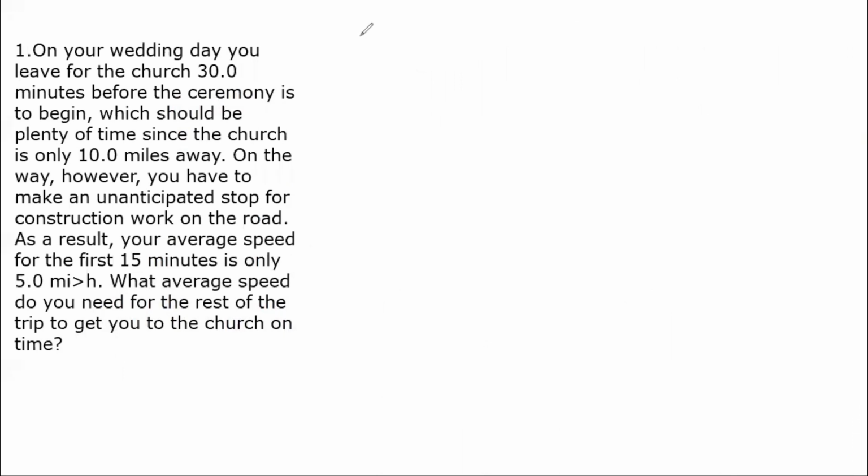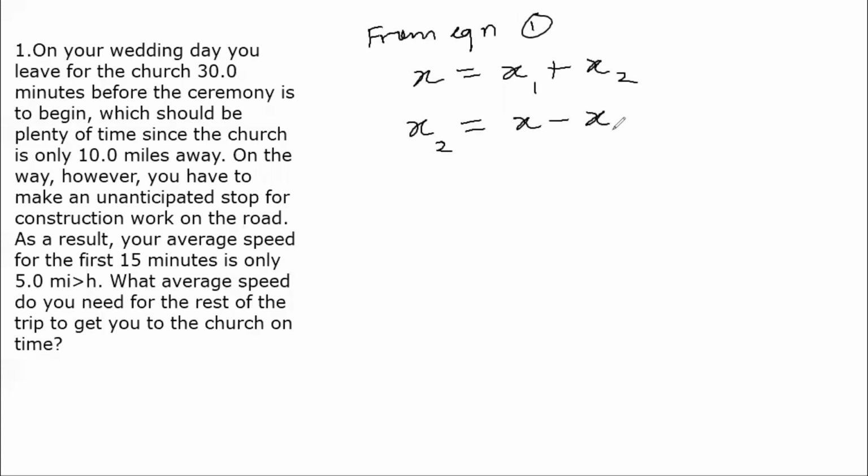So from equation 1, I know that x is just equal to x1 plus x2. So since I know my x, I also know my x1 from equation 3. Then let me make x2 the subject of the formula. x2 will just be equal to x minus x1.